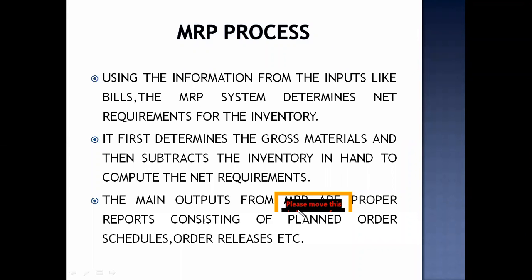Then it determines the gross materials, whatever is available, and then subtracts the inventory, the common process. After that, we will be able to get the net requirement, the actual requirement. Once this is done, there are certain outputs also from MRP. Outputs are a report consisting of these planned orders, order releases, order delivery, etc.